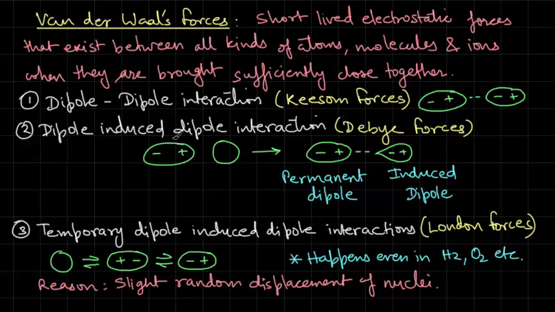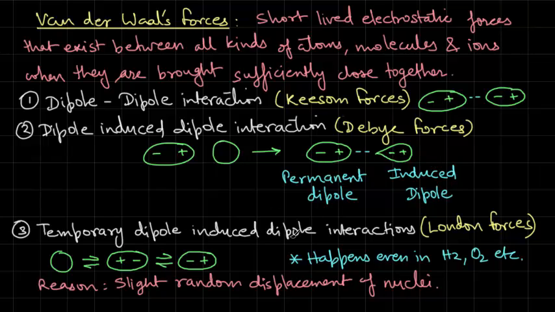Dipole induced dipole interaction. If one dipole, one molecule which has some dipole moment, is brought to a neutral atom, it will distort this neutral atom into a partially negative and partially positive charge. So this will make this atom also a little bit of a dipole, not as strong as the first, but a little bit. So this is your permanent dipole, and this will be called an induced dipole.